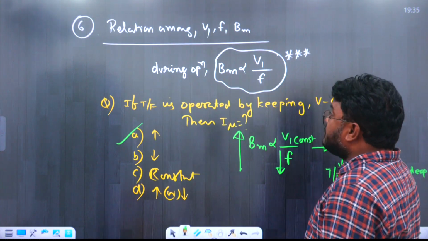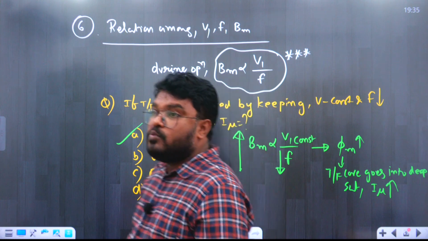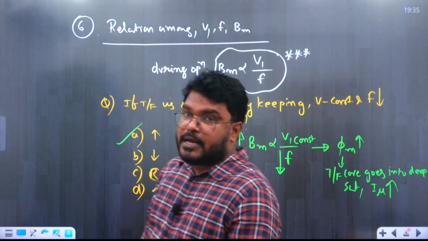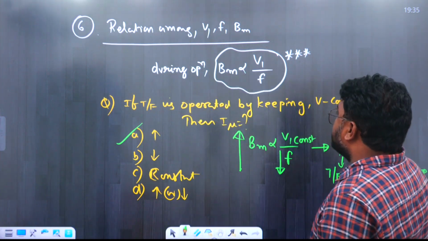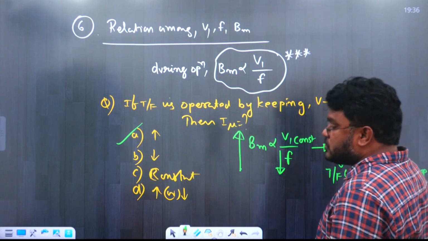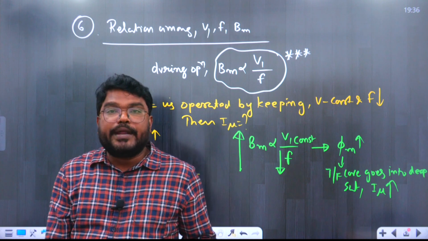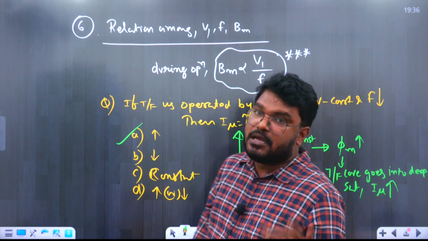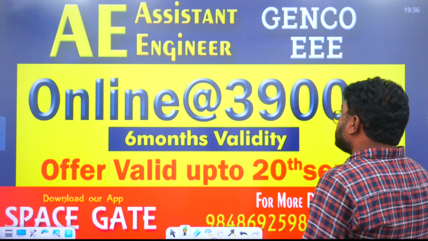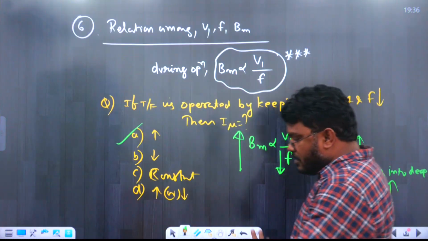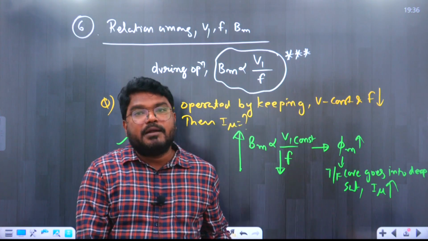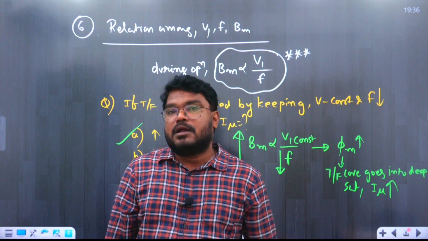One more possibility of the question: the relation among applied voltage, frequency and the flux density of the transformer core. So this V maximum is directly proportional to the V1 by F ratio, where V1 is the applied voltage and F is the supply frequency of the transformer. So these are all the short notes I have covered based on the EMF equation of the transformer.